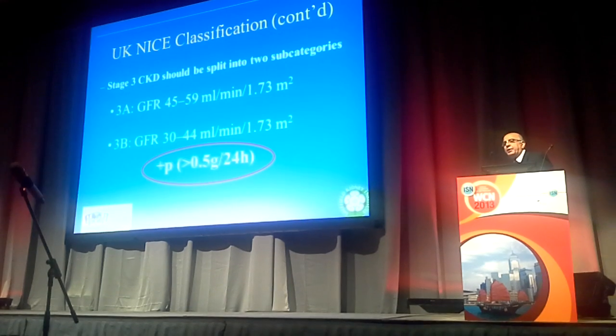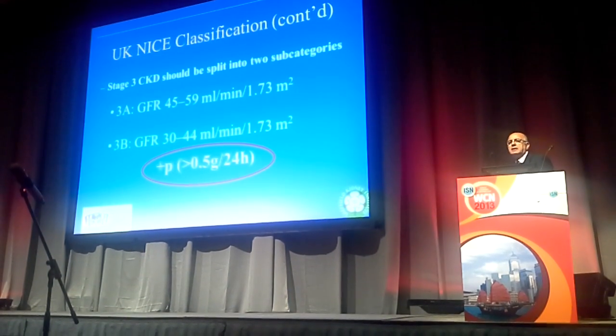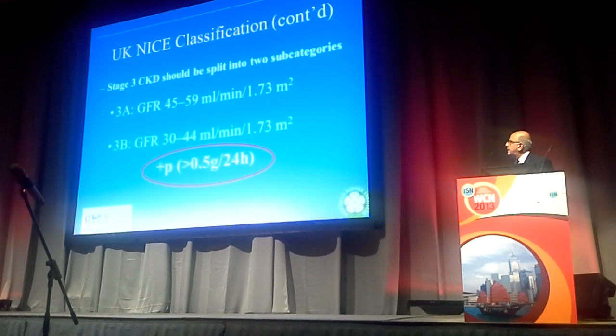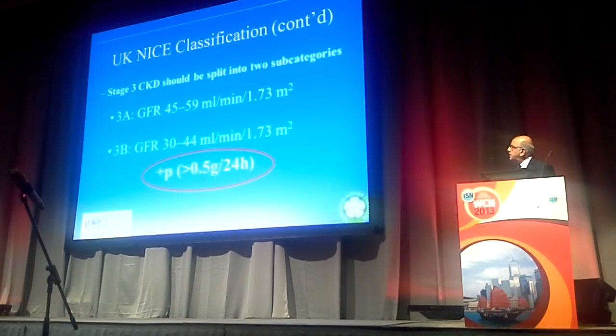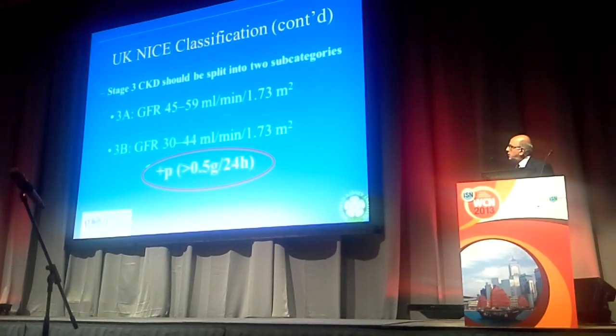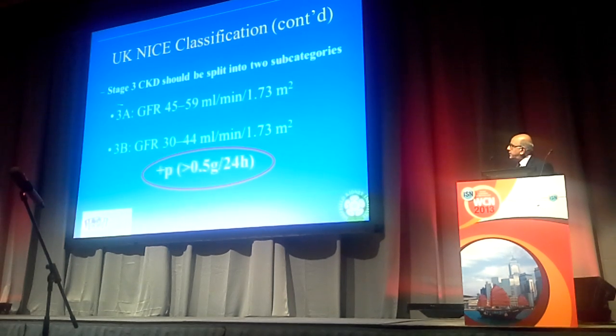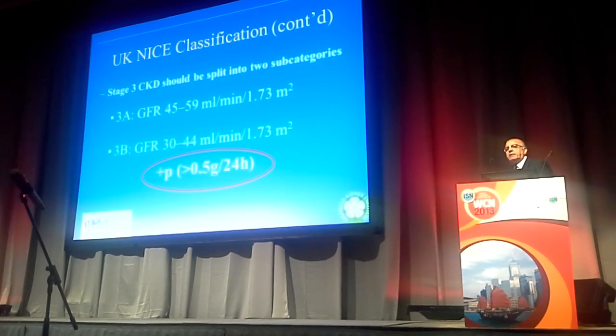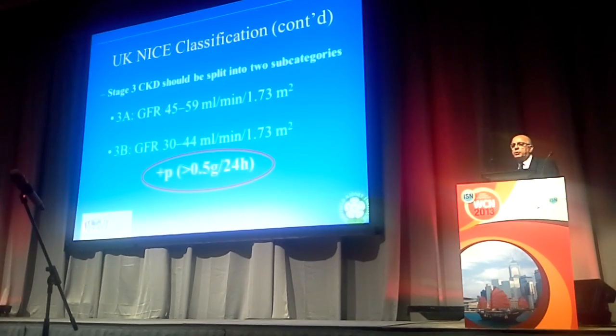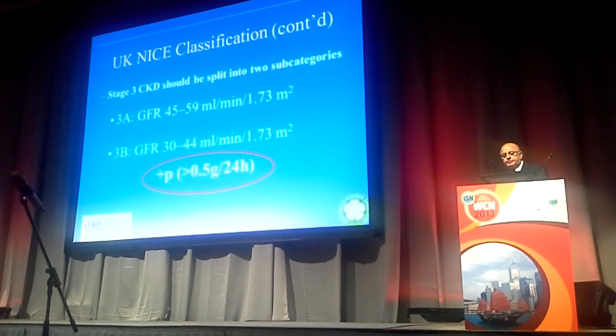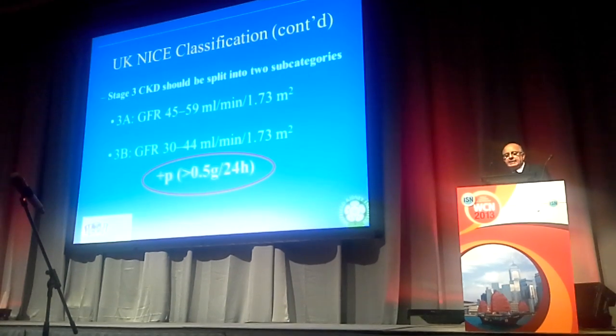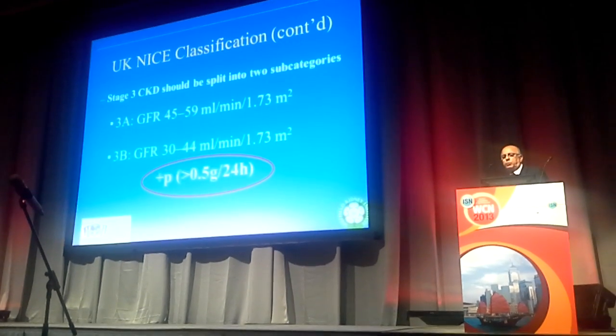And as we all know that proteinuria is relevant to the progression of CKD in the patients we see in the clinics, NICE, the UK guidelines, added a P, so you've got 3A, 3B, as well as P if the level of proteinuria exceeds 0.5, or dipstick positive proteinuria. We got used to that classification, we tried to work with it.